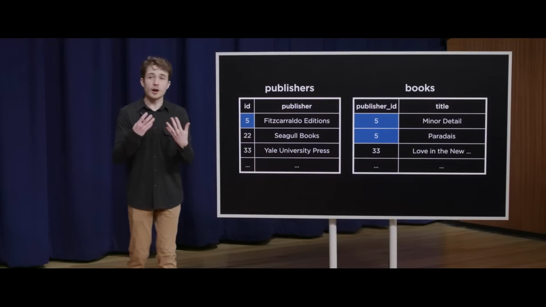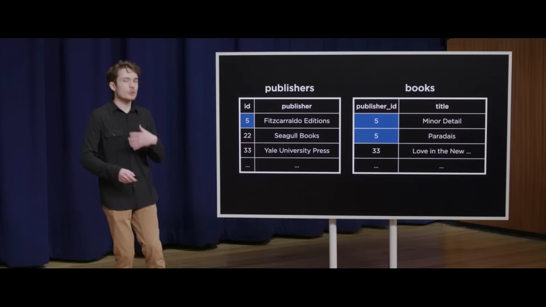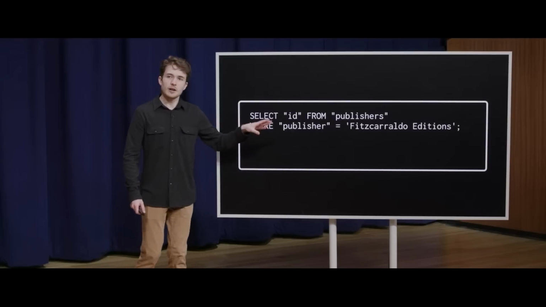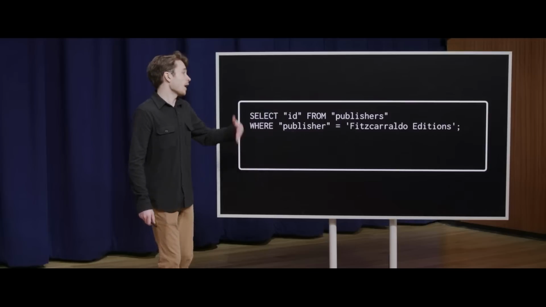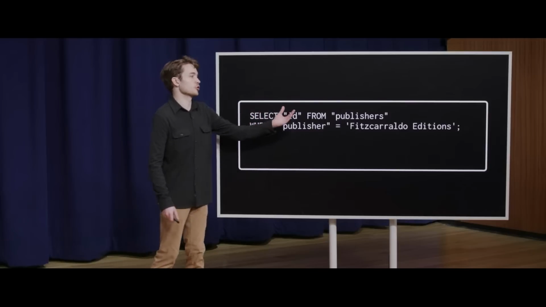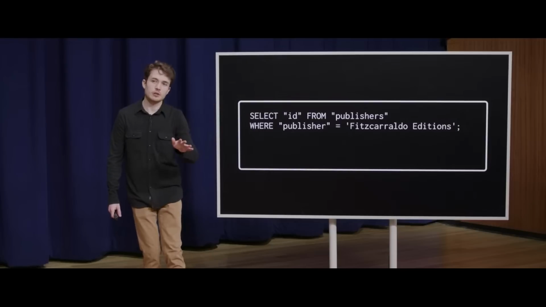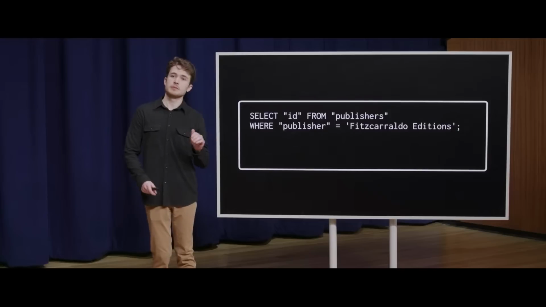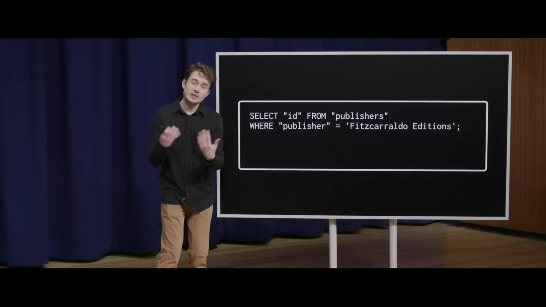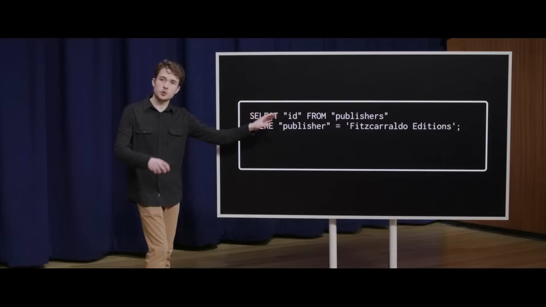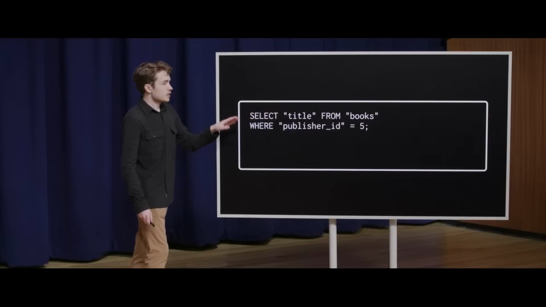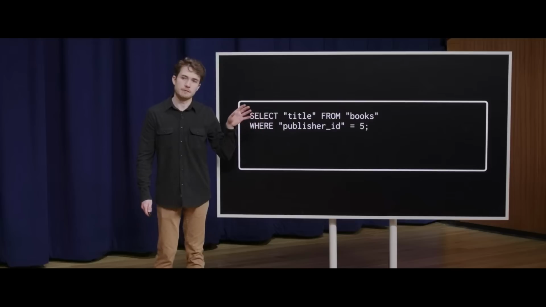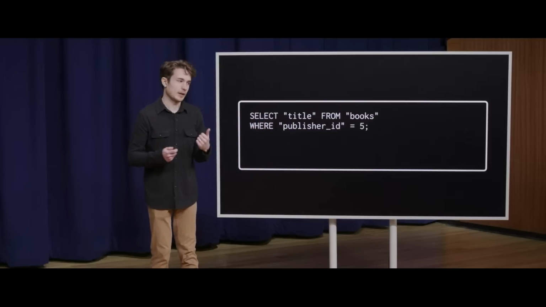So let's make this more concrete as you were doing yourself, Jean-Paul, and let's write these queries out. Let's say I have this first one to determine what is the ID of Fitzcarraldo Editions. I could say select ID from publishers, where the publisher is Fitzcarraldo Editions. And I'll get back from this query the number 5. Well, I could use that number in my next query, as we saw visually here. I could then say select title from books, where the publisher ID is 5. And I would get back many titles here.